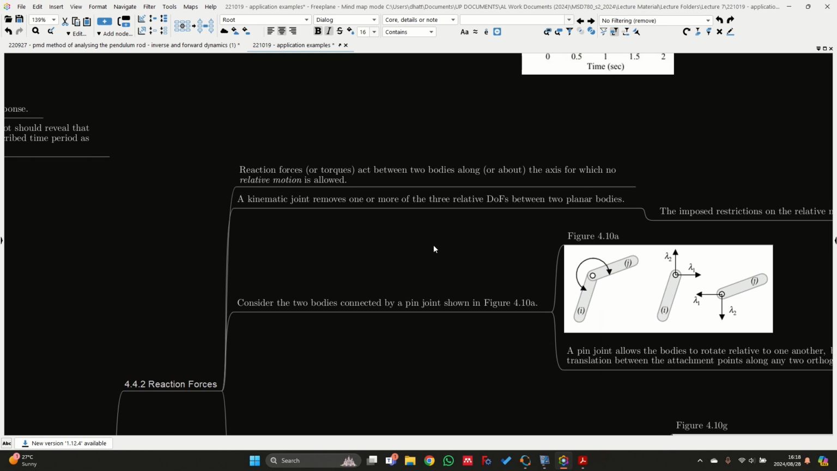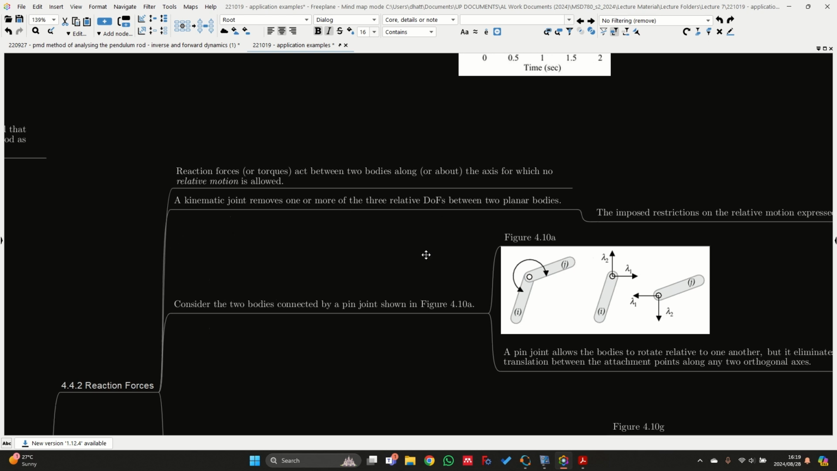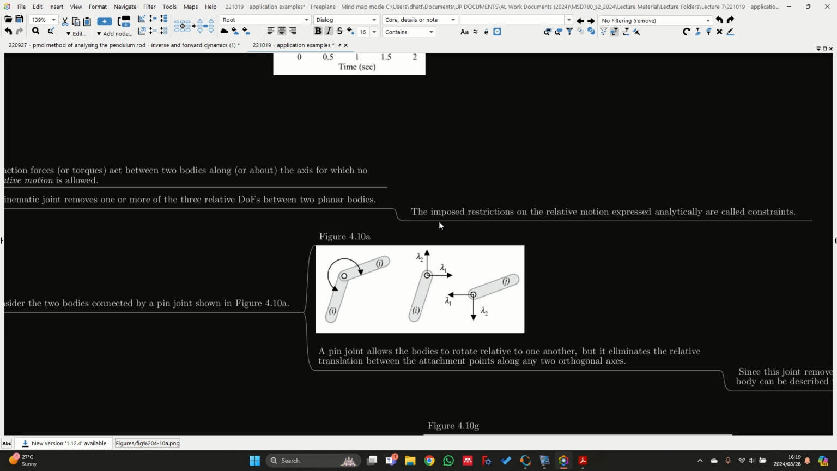And you'll remember that we actually covered these kinematic joints and revolute joints in one of our previous lectures. For review, we're just going to reconsider it over here. So reaction forces or torques act between two bodies along or about the axis for which no relative motion is allowed. A kinematic joint, we know, removes one or more of the three relative degrees of freedom between two planar bodies. And these imposed restrictions on the relative motion expressed analytically are then called constraints.